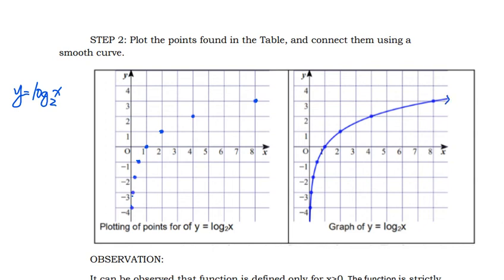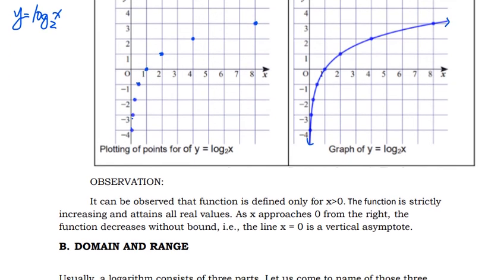So by looking at this graph, what is your observation? It can be observed that this function is defined for any x greater than 0. The function is strictly increasing at this point and attains all real values. So that means if we look at x, our x must be greater than 0 only, because we have no graph on the other side. If we look up and down, our y has negative, positive, and 0. It means all real numbers can be obtained as the value of y.